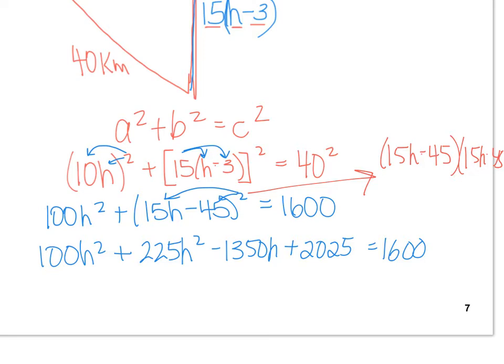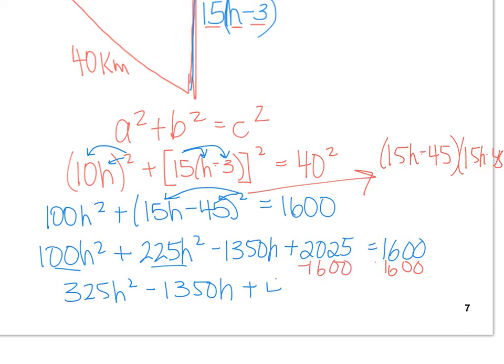So h squareds are going to go together. We're going to get 325h squared minus 1350h plus, I'm going to subtract 1600 from both sides, so we're going to get plus 425 equals 0.